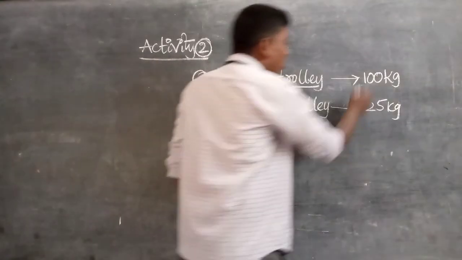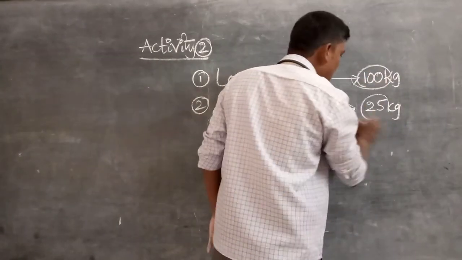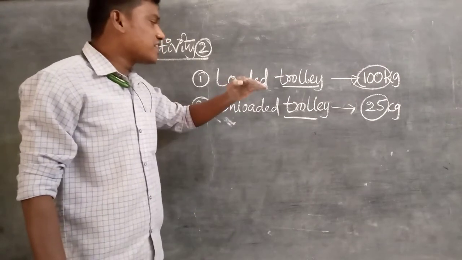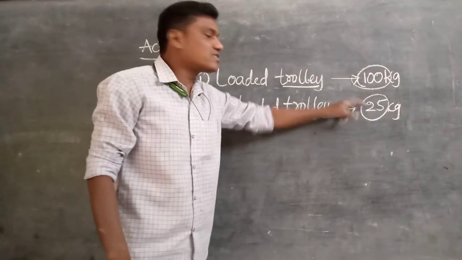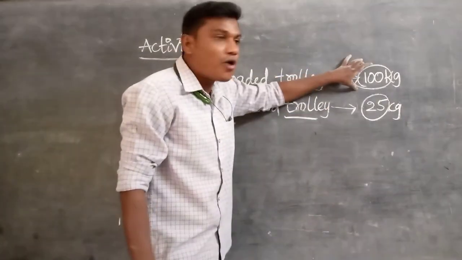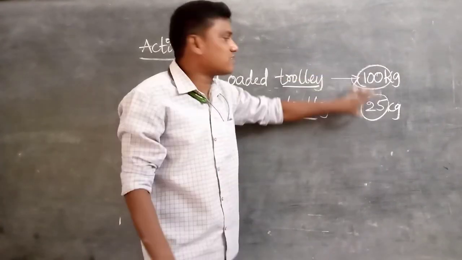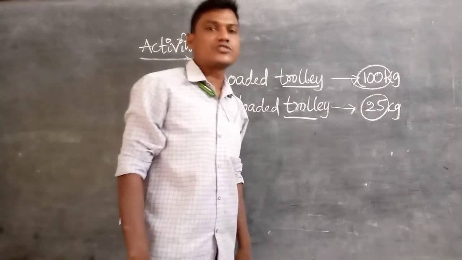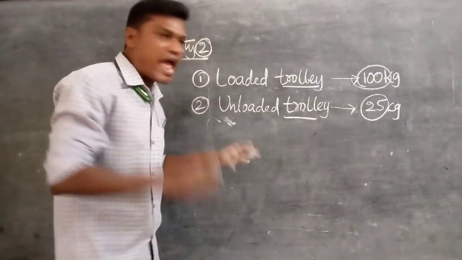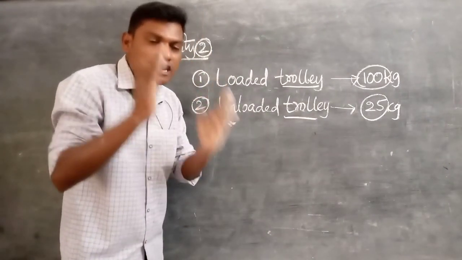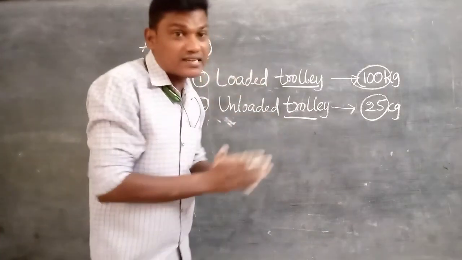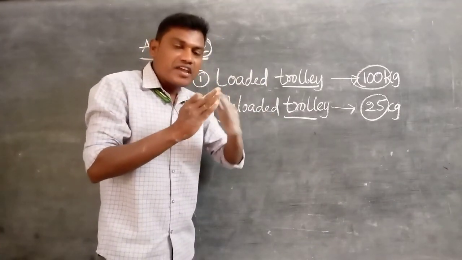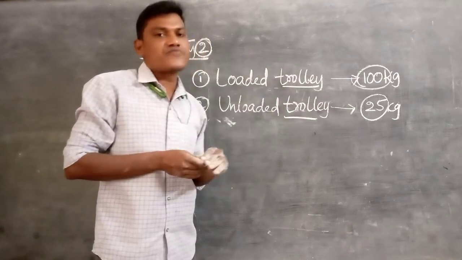The loaded trolley's mass is 100 and the unloaded is 25. So inertia depends upon the mass of a body. If the mass of a body is more, its inertia is also more. If the mass of a body is less, its inertia is also less. From these two activities we clearly conclude that inertia depends on the mass of a body.